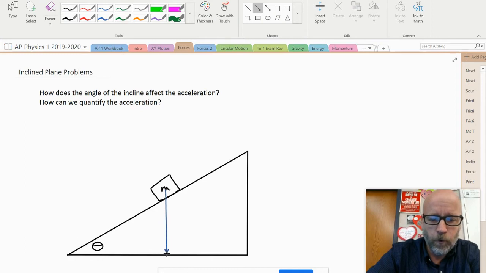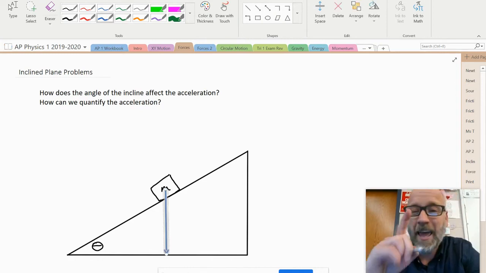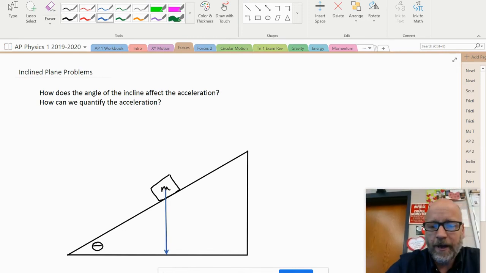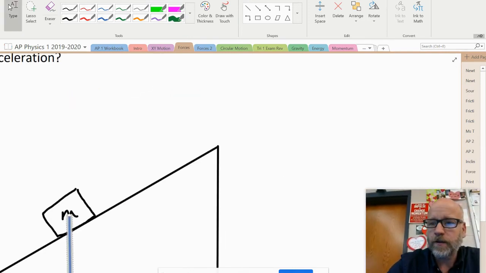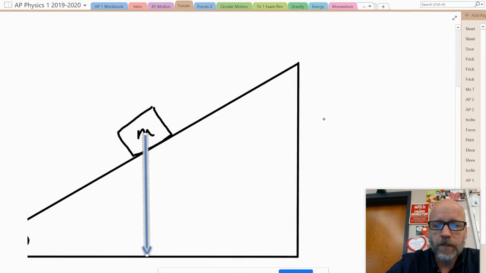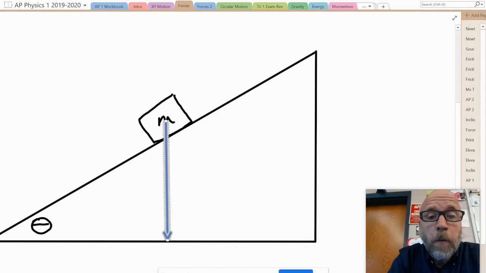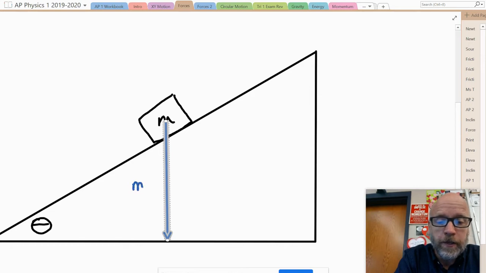Now that force always, and I hate the word always in physics, but it always acts straight down. So I'm going to draw that vector, and you can see in my example, I drew it to the bottom of the triangle, although that's just for aesthetic purposes at the moment. And I'm going to label that vector mg.